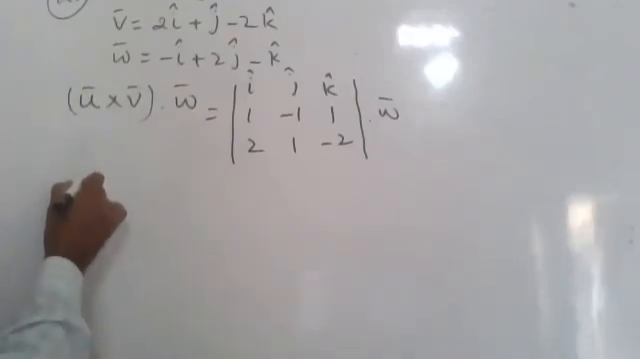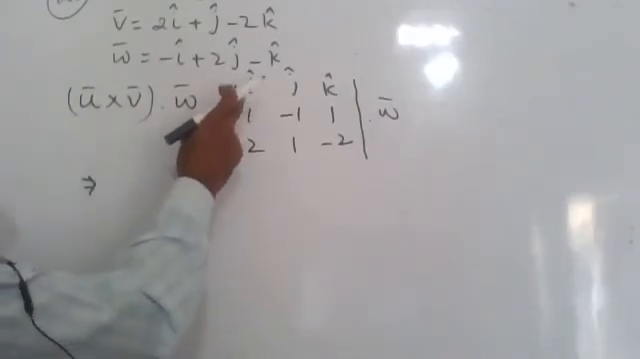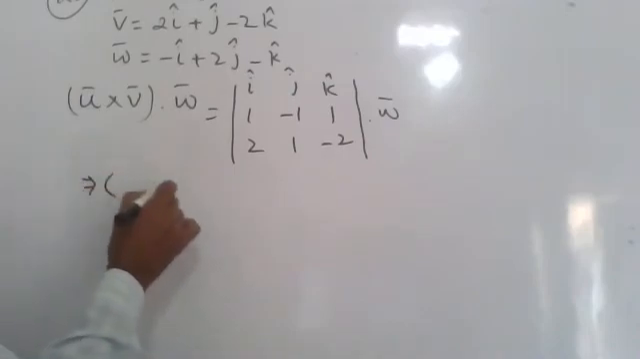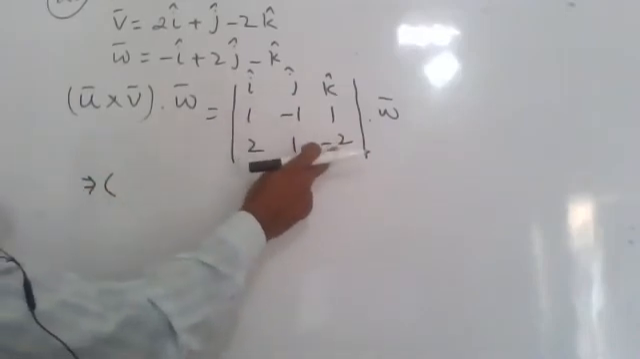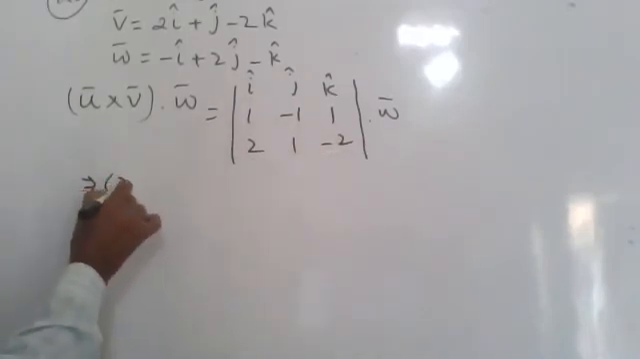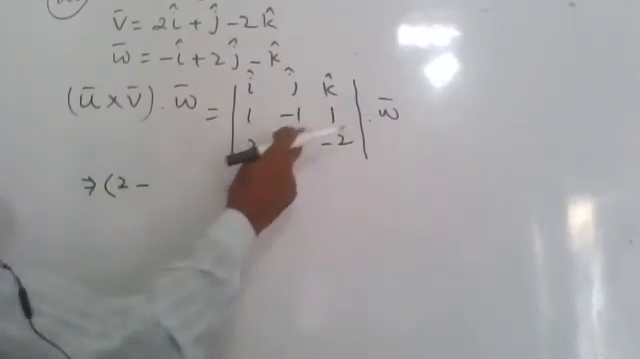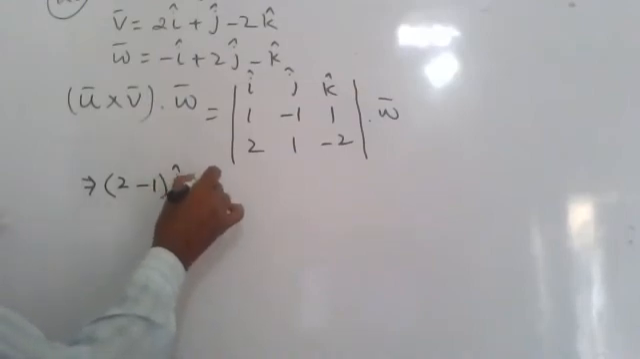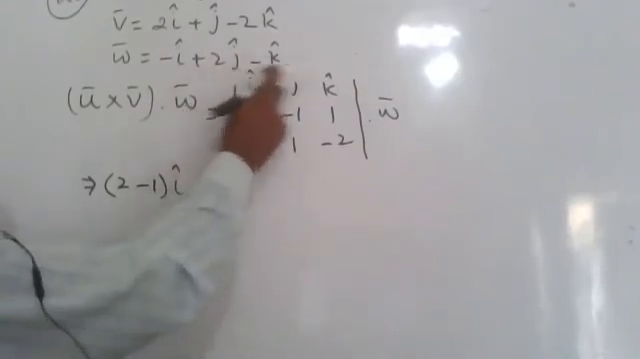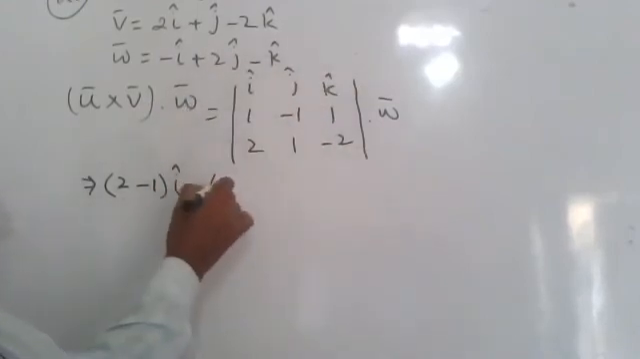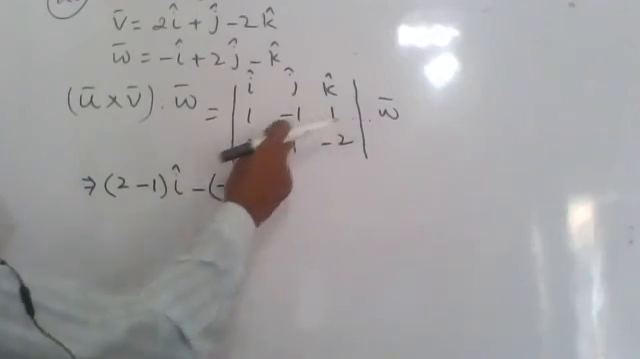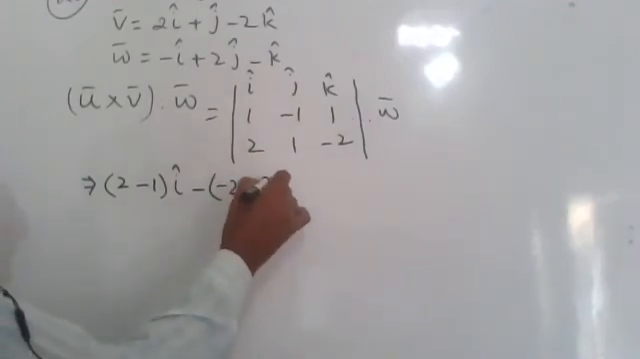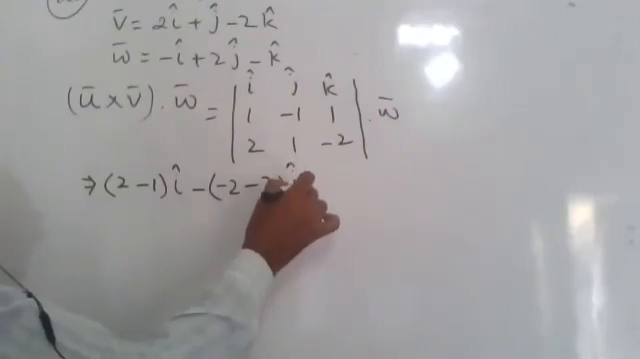This will be i times: minus 1 into minus 2 will be 2, minus 1 into 1 will be 1. This is i. Minus j, leave this column: 1 into minus 2 will be minus 2, minus 1 into 2 will be 2. This is j. Plus k.